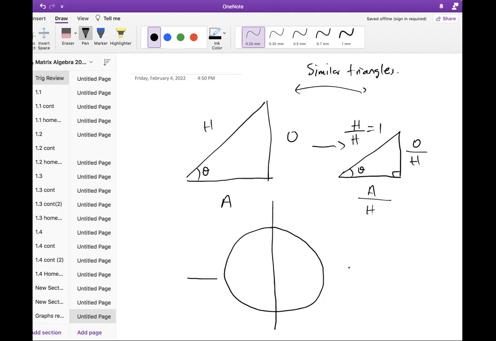Since it has hypotenuse 1, this must be somewhere on the unit circle. And we know what these lengths are. It's whatever A over H is, and it's whatever O over H is, with some angle. So what is sine of the angle? O over H. And what is cosine? A over H.